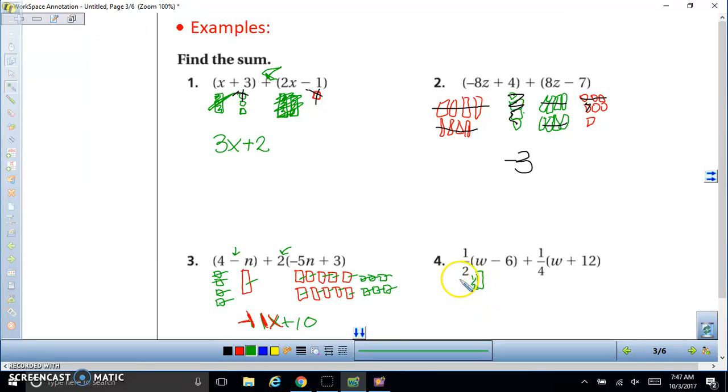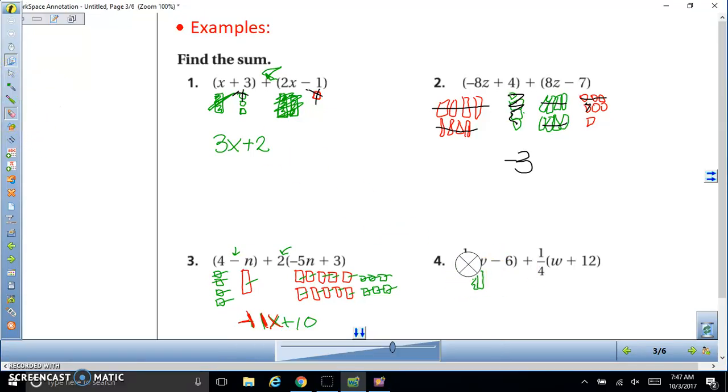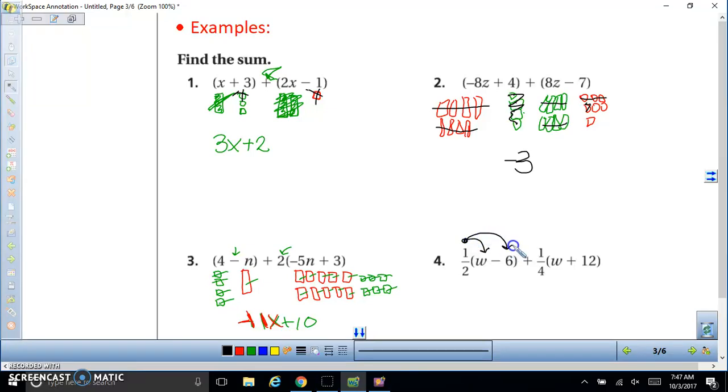This one's not nice to do with algebra squares. And you should be saying, how are we going to show that? Because we should use algebra. I'll use algebra on this one for our example. We will distribute a half to w and minus 6. What's a half times w? A half w. Okay. What's a half times negative 6? Negative 3. Plus 1/4 times w is 1/4 w.